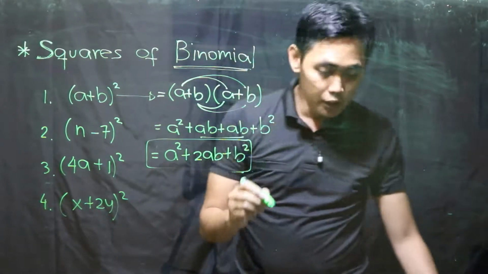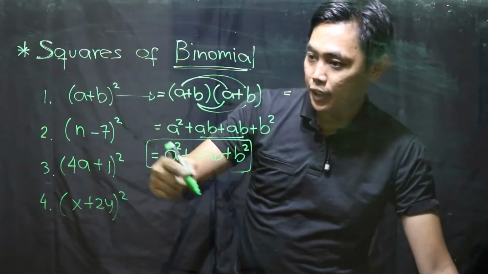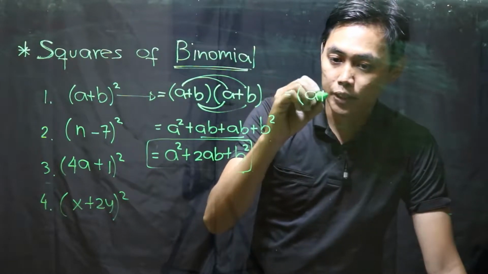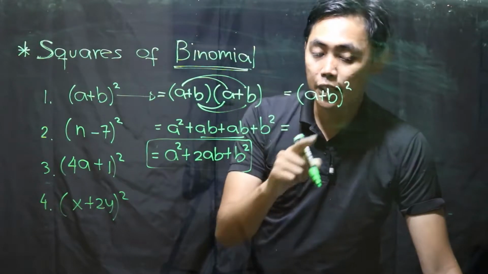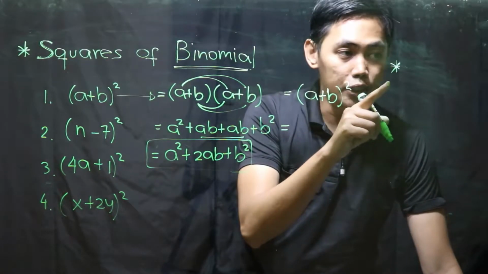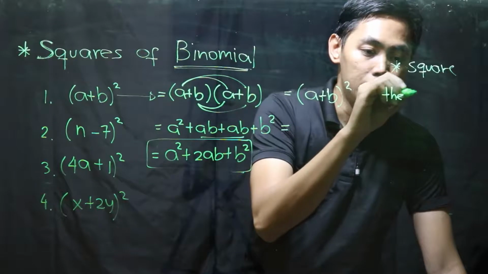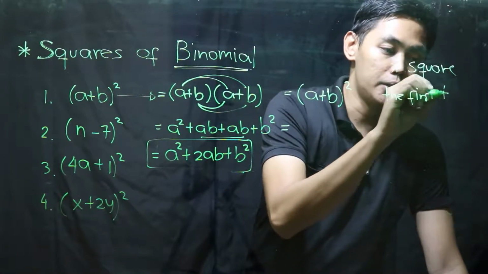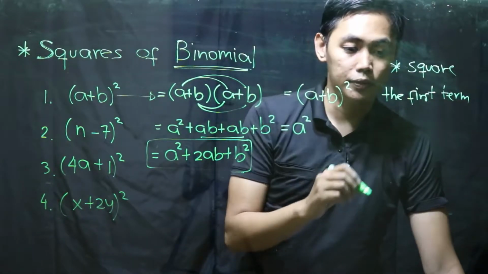Or, you can actually do the simplified way of answering this. Okay, this is a technique for a plus b squared. So the technique here is this one. The first thing that you will need to do is to square the first variable or term. Square the first term, a squared.